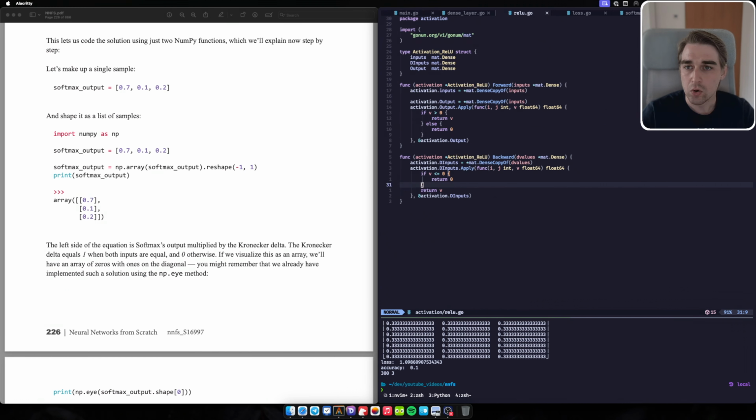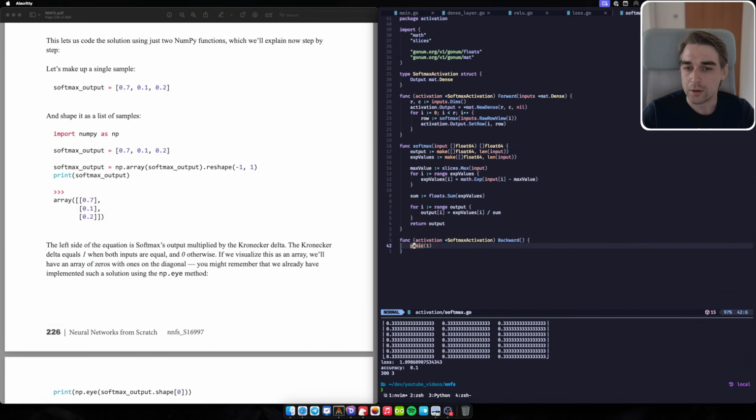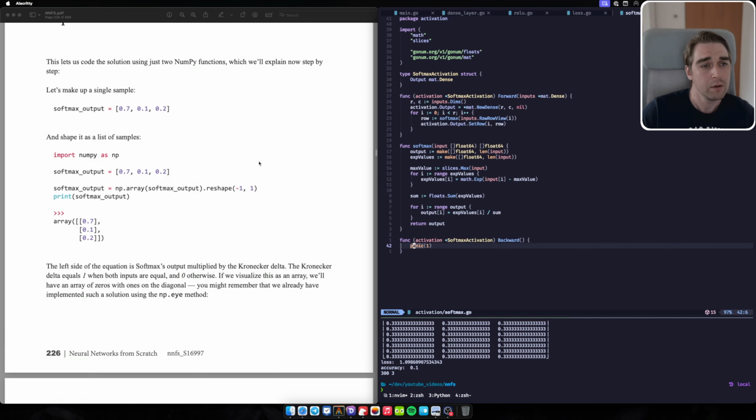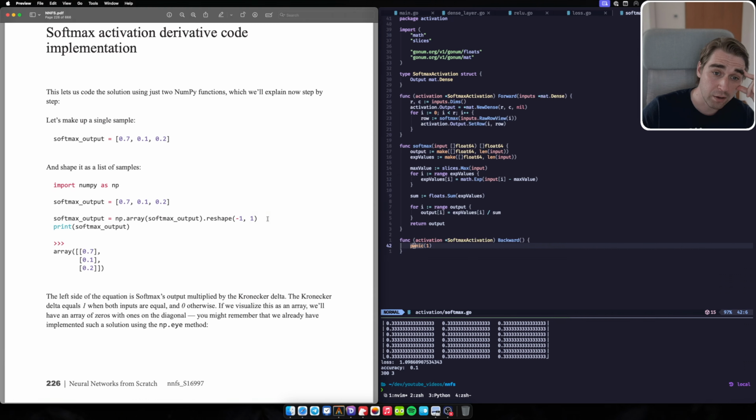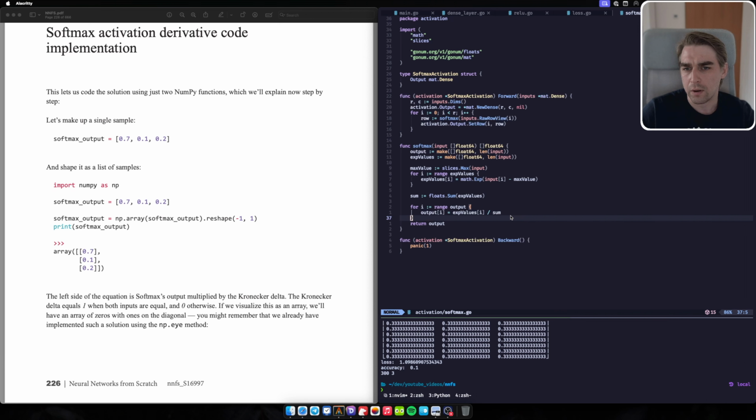Okay, so we're going for implementation. We have this one, right? This lets us code the solution using just two NumPy functions, which we'll explain now step by step. Let's make a simple example. So we have the softmax output and shape it as a list of samples. We are reshaping it into a two-dimensional array.